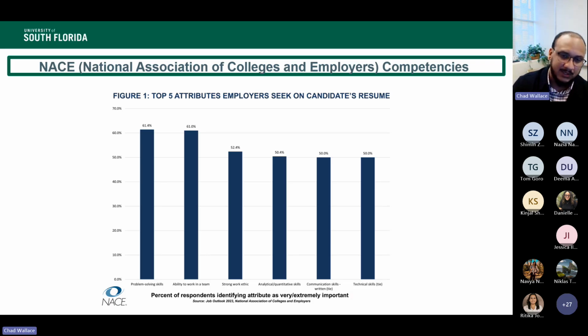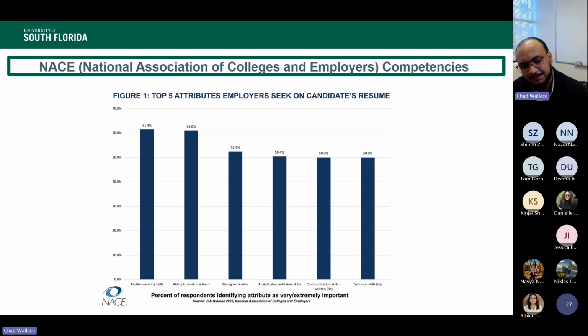So going back to our folks at NACE, they again surveyed and asked companies what are the top 5 attributes that they look for on a resume. I know you see 5, I know you see 6 here, but it's actually 5. 1 is tied. But it's really small on the screen. I do hope you all can see it.